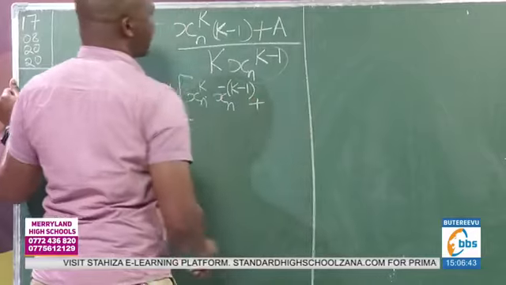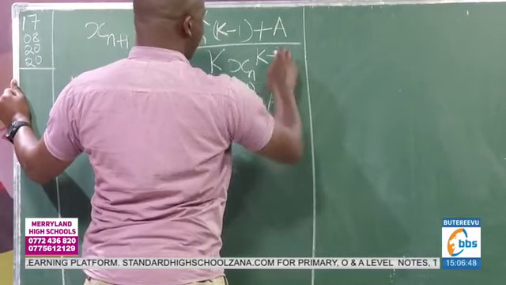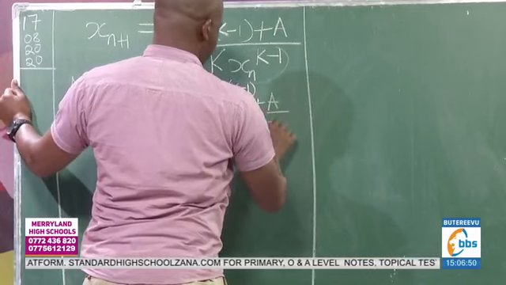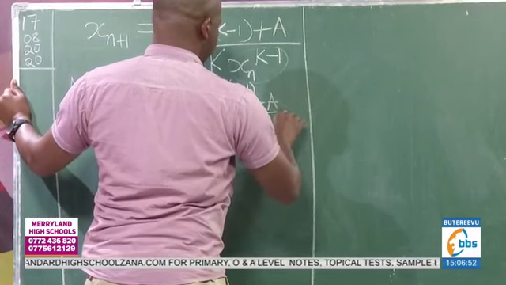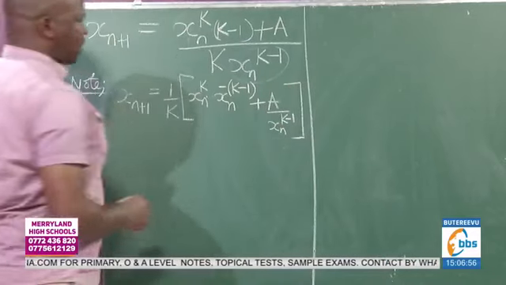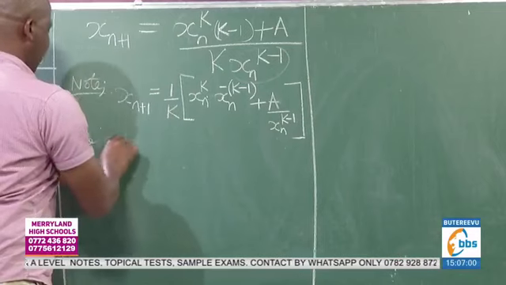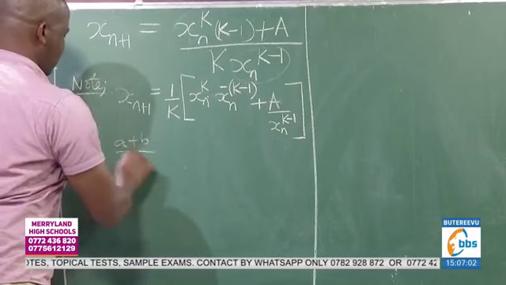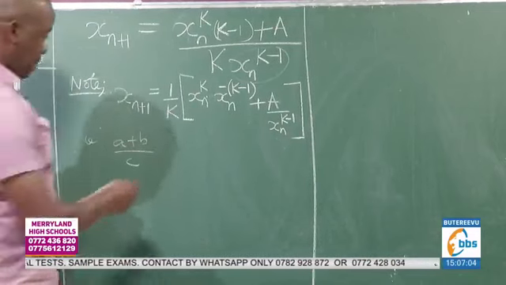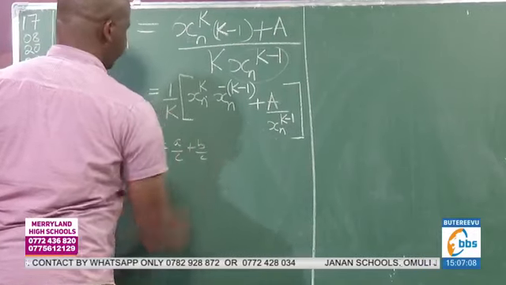Plus a times, I can leave this down here as that. I am using a concept of separating the numbers, i.e. if I have a plus b over c, I am separating the numbers to show that it can be a over c plus b over c.